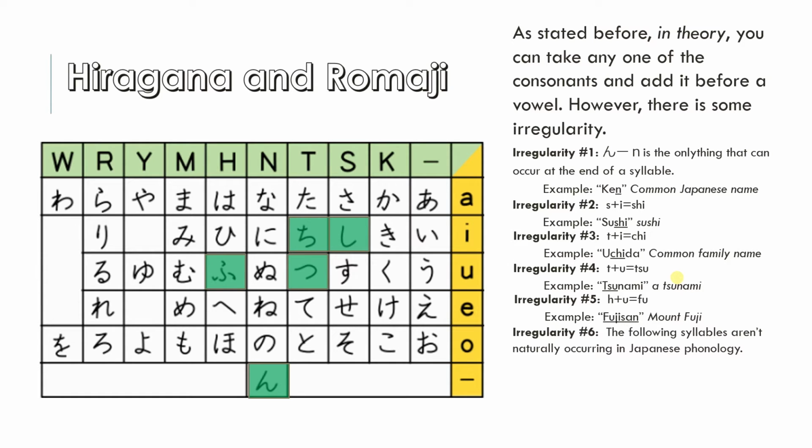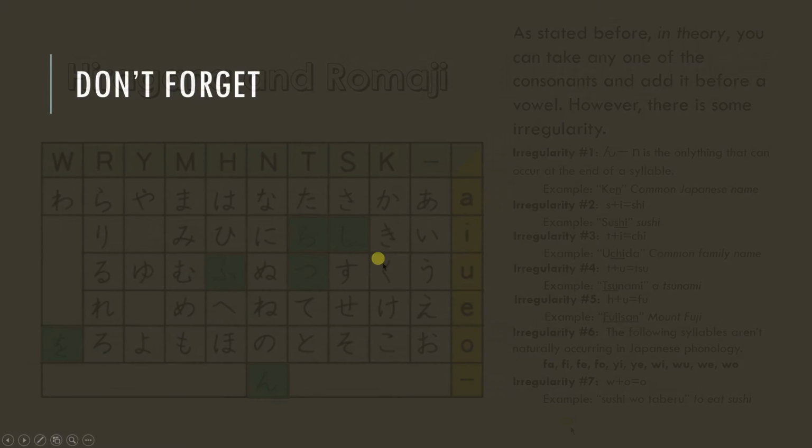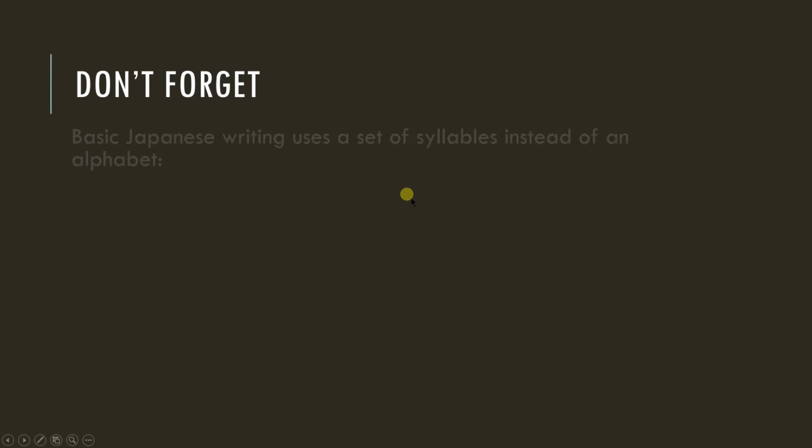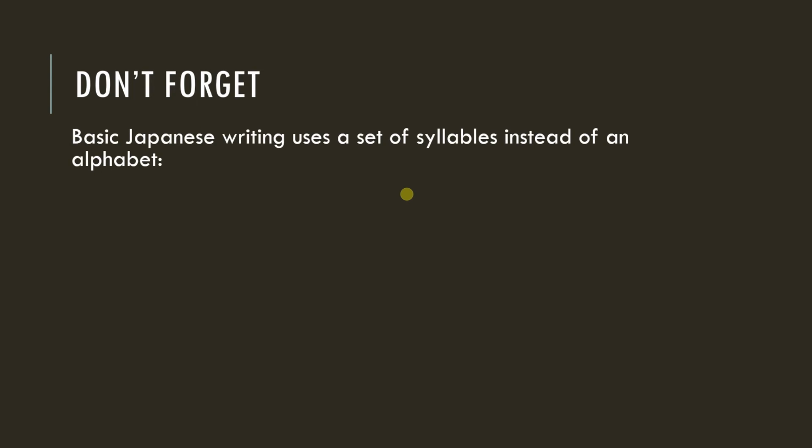And the following syllables don't occur naturally in Japanese, and those are, for example, anything else that starts with an F, the yi and the ye, the wi, wu, we, and the wo. Remember that this last W-O, wo, is actually pronounced pretty much just like the normal O sound. Alright, and an example of that O can be seen in this sentence right here. Sushi o taberu, which means to eat sushi. Sushi o taberu.